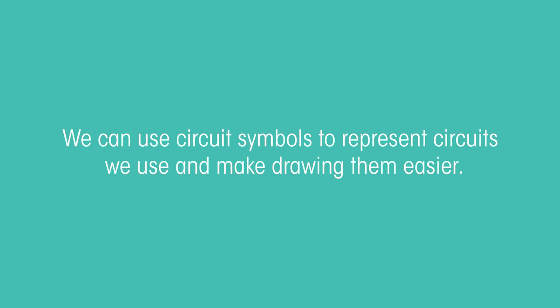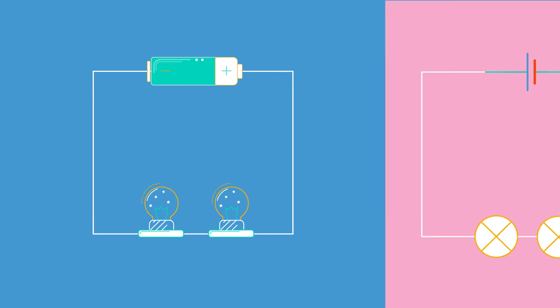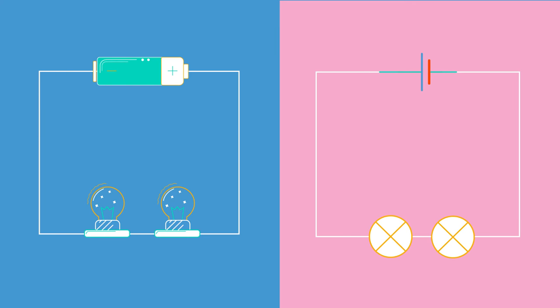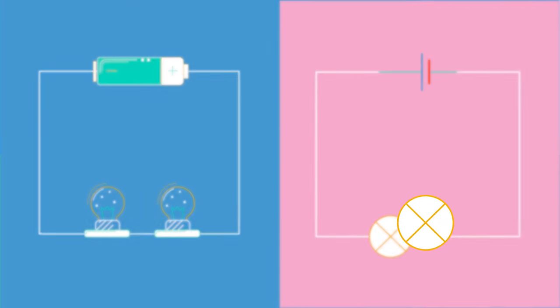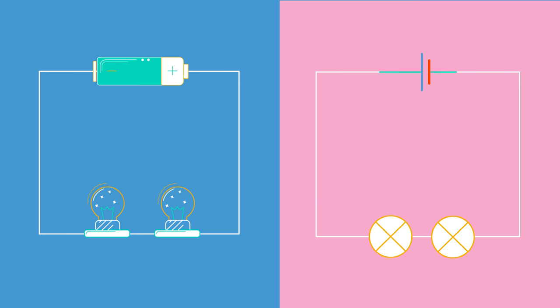We can use circuit symbols to represent circuits we use and make drawing them easier. For example, here's the circuit drawn using circuit symbols. The first step to doing this is knowing some basic circuit symbols. Using the diagram, what do you think this symbol represents? It's a lamp or a bulb.